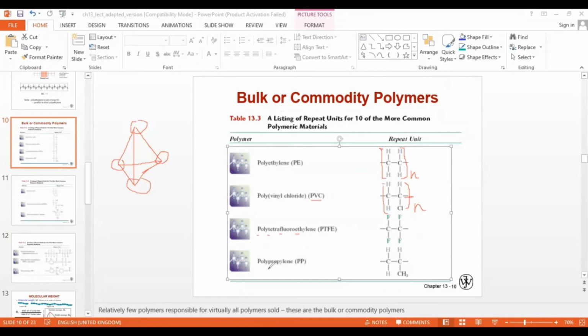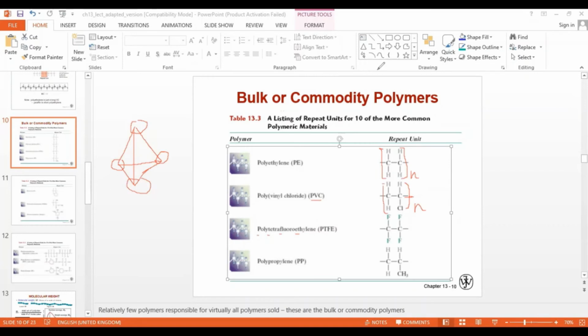And next, polypropylene. I told you prop means 3, then 3 carbons must be there. 1, 2, 3. Then I have 3 plus 3, 6 hydrogen. So these are the short notations: PE is polyethylene, PVC polyvinyl chloride, PTFE polytetrafluoroethylene, PP polypropylene.